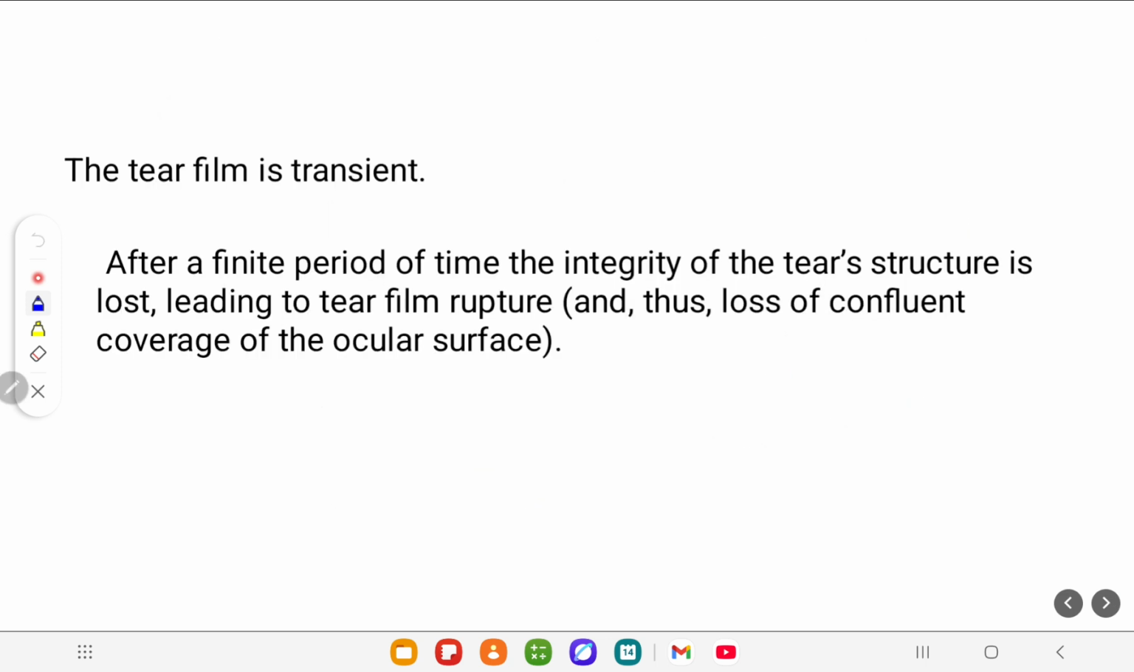So, tear film is transient. Definitely, we know that after a finite period of time, the integrity of the tear structure is lost, leading to tear film rupture. Isn't it what we call tear breakup?